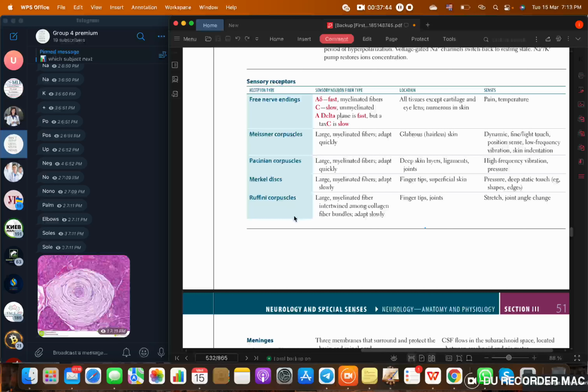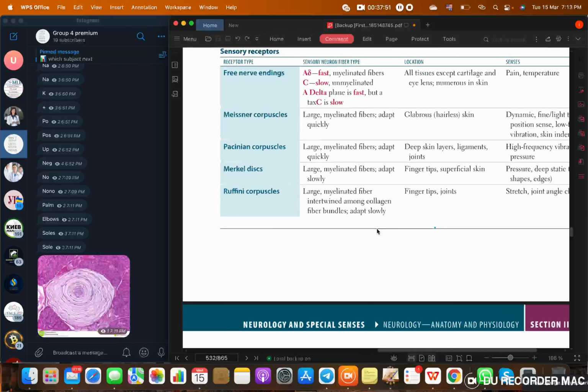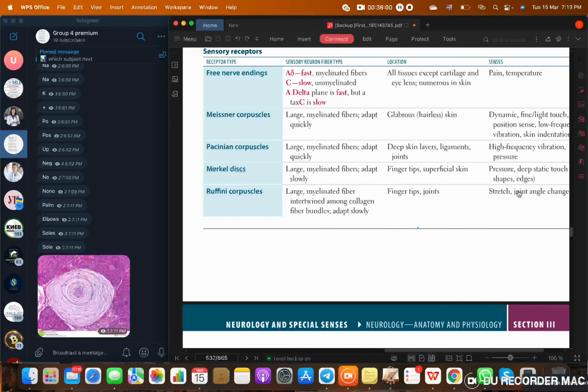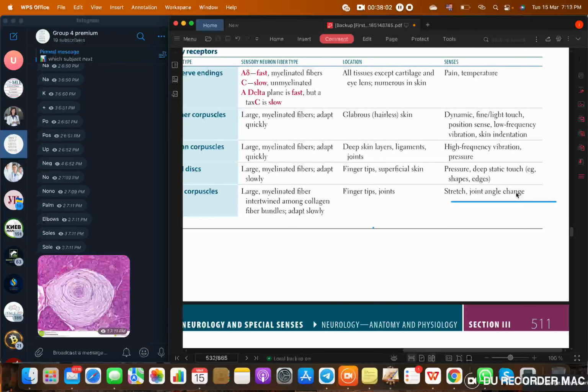Okay, the next thing we have the Ruffini corpuscles. The Ruffini corpuscles, they are large myelinated fibers and intertwined among collagen fibers bundle, and they also adapt slowly. The main idea about these is to know where they get activated, which is during stretch and angle change. So they can tell you basically, did somebody pull your hand, for example, or twist it? That's the Ruffini tell you that. So it's at the fingertips and in the joint.